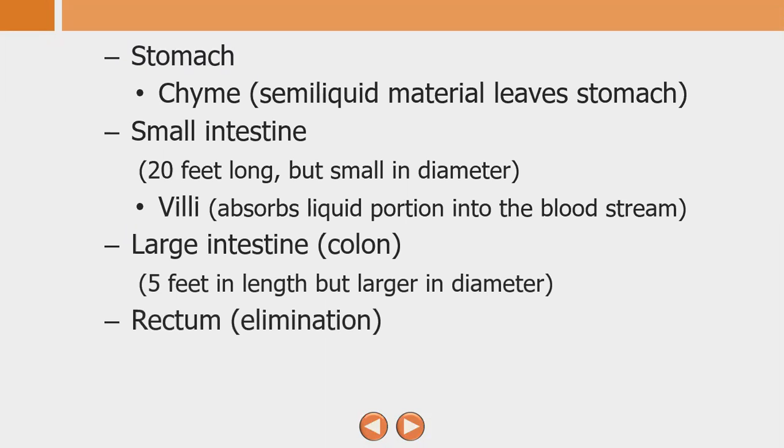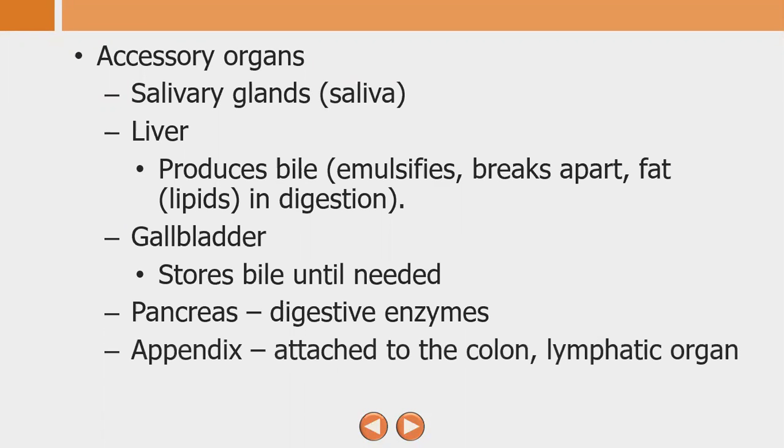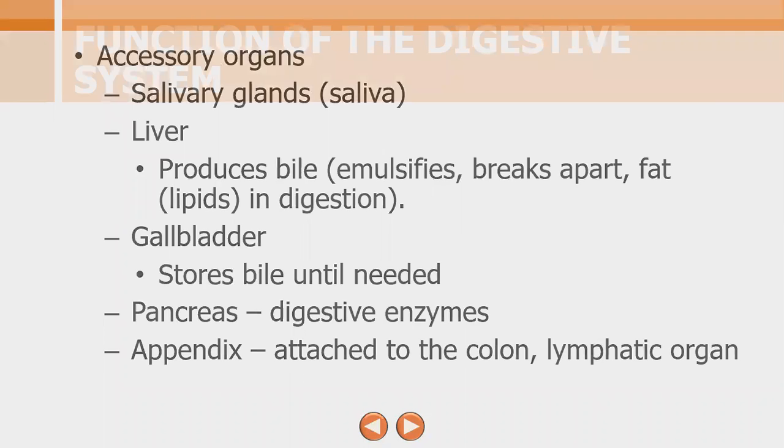These are all parts of the digestive system, which is called the alimentary canal, or the GI tract, gastrointestinal. Then you have the accessory organs, which we talked about. There's 4 of them there, 5 actually, appendix.